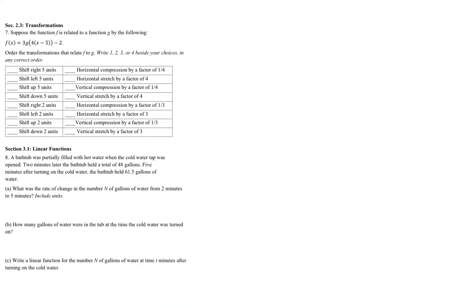Okay, now looking at question 7, we want to suppose the function f is related to a function g by the following. So we're saying that f of x is equal to 3g of 4 times x minus 5 minus 2. So whenever we're determining our shifts, we always want to start with horizontal transformations first, and we should start with horizontal stretches or compressions.